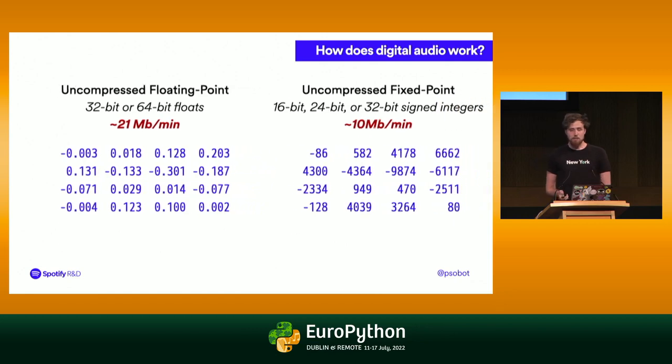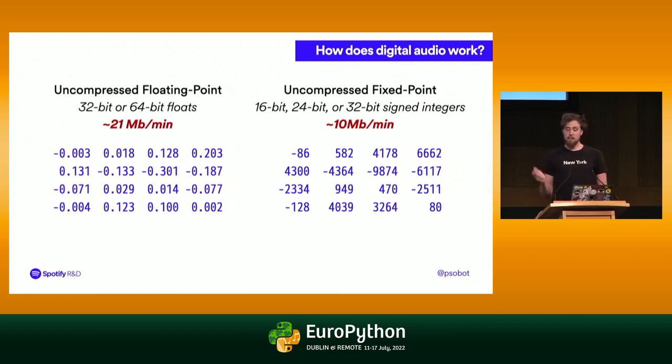So people store audio in different ways. Sometimes we can store audio as uncompressed fixed point data, as 16-bit or 24-bit or 32-bit signed integers. And on the lower end of that, we get 10 megabytes per minute instead of 21 megabytes per minute. But that's still a lot.